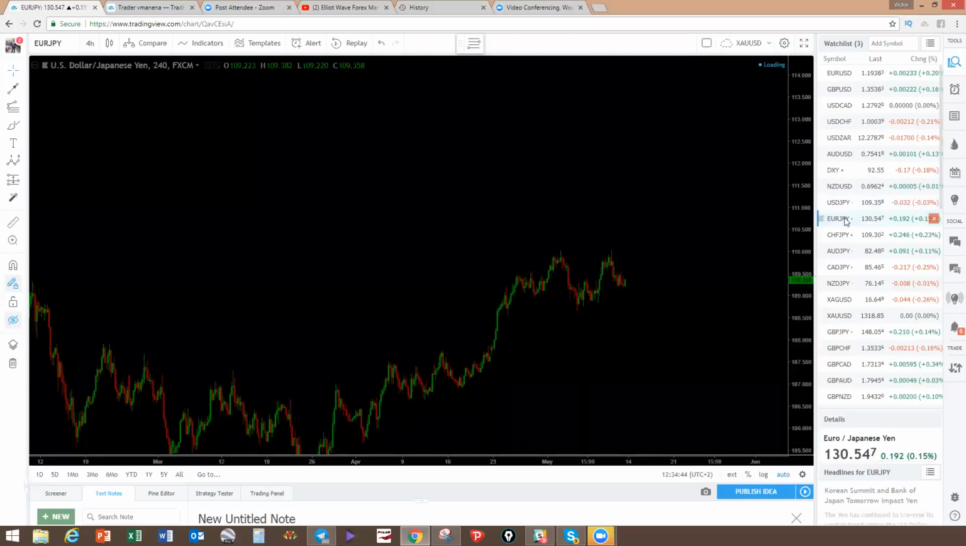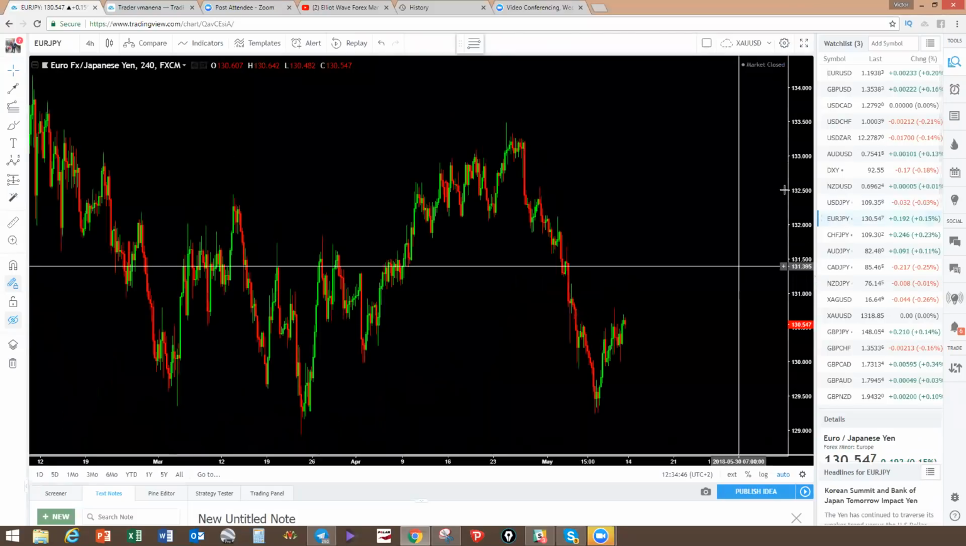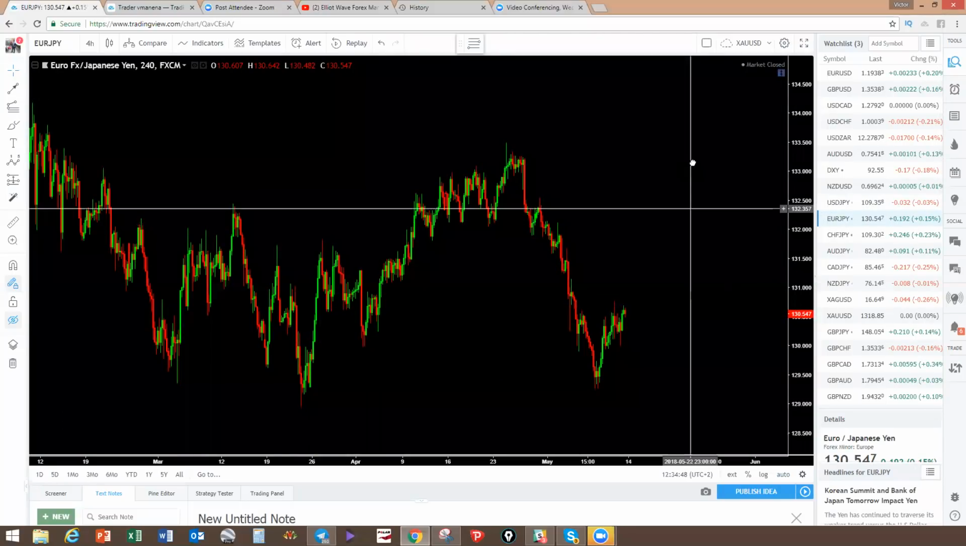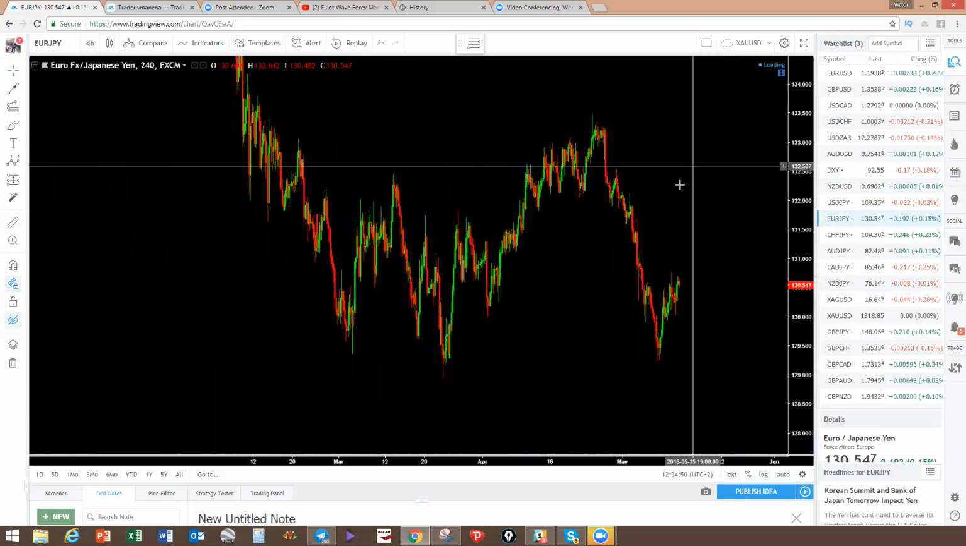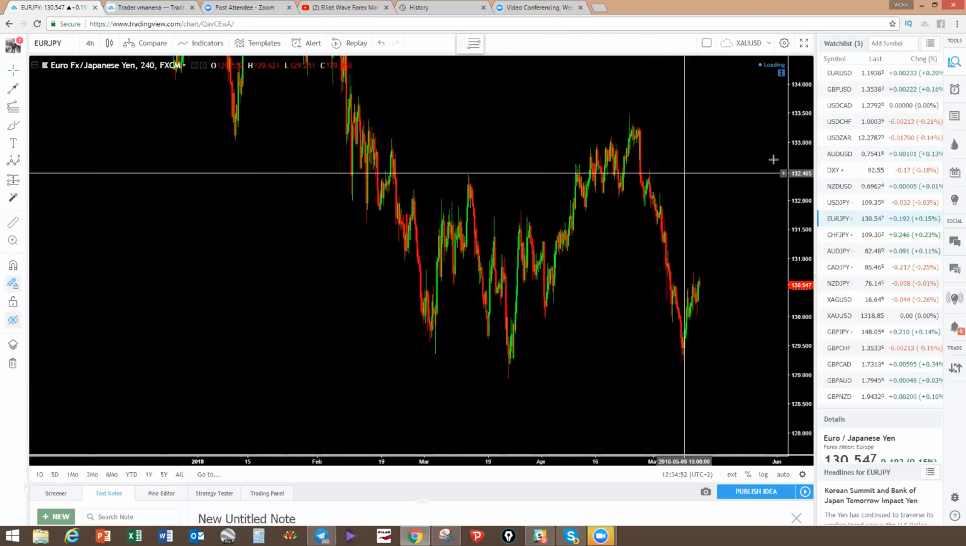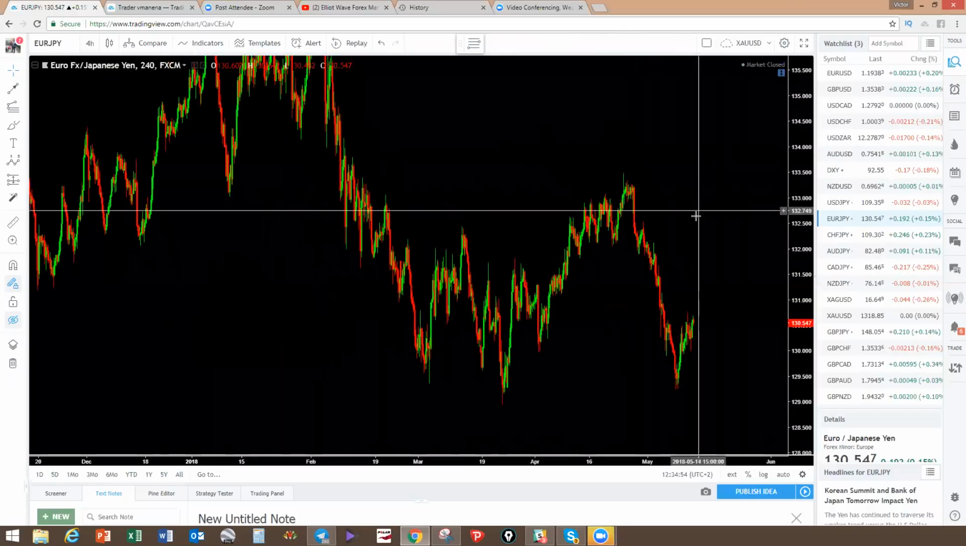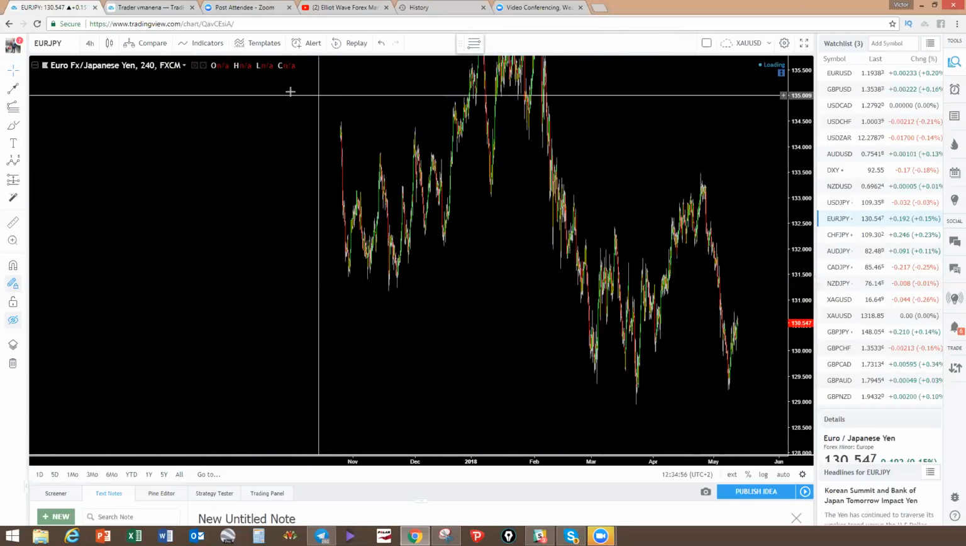EURJPY. Somebody please remind me so that when I'm done with the yen pairs, I do gold. Okay, I need to do gold. I missed gold after the US dollar pairs. All right, so let's look at EURJPY daily.